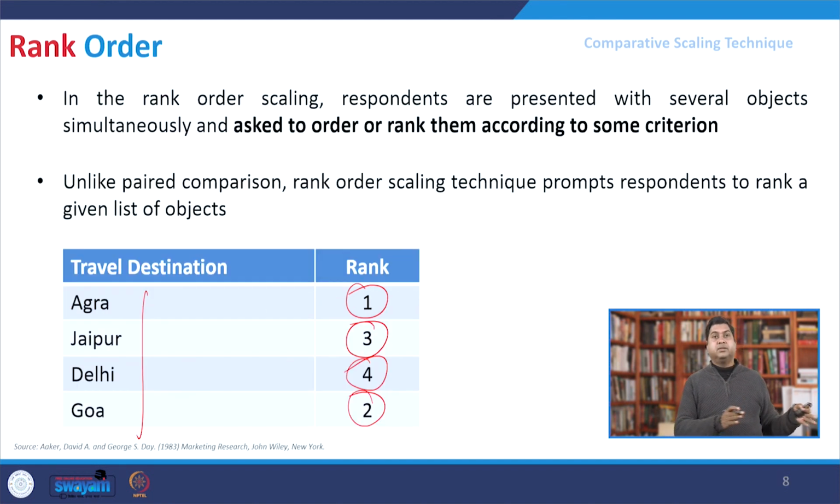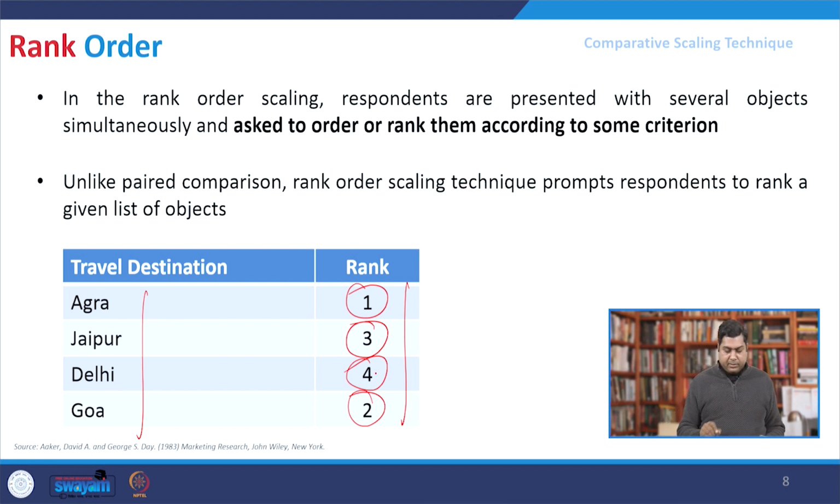But I am representing 2 cases similar in nature to make it clear to you. Here you are not asking about pairwise preferences among 2 places at a time. You are just giving 4 places and then collecting the rank. Now, in this case, let us understand one fundamental aspect.